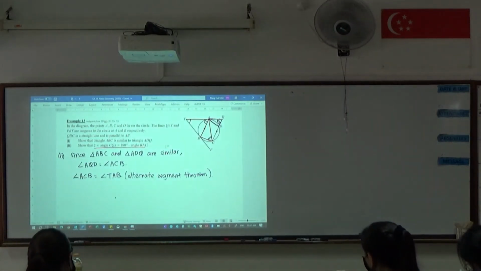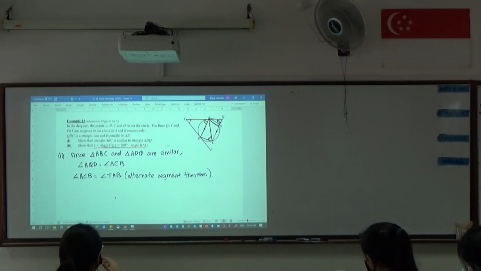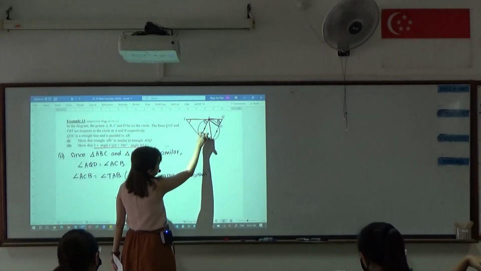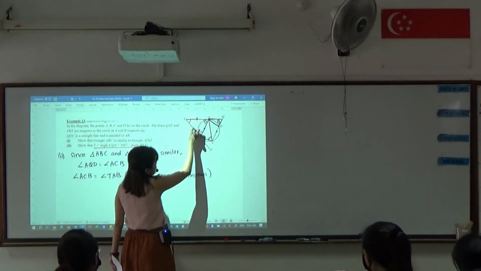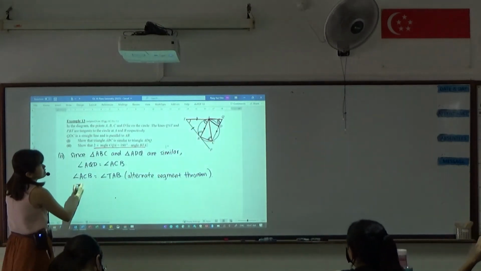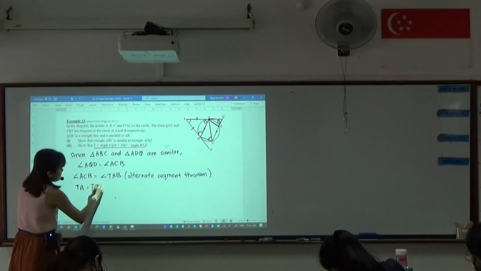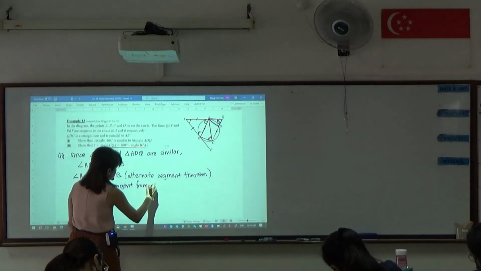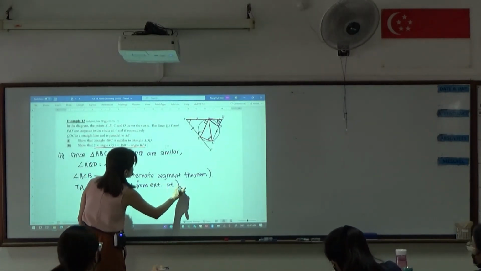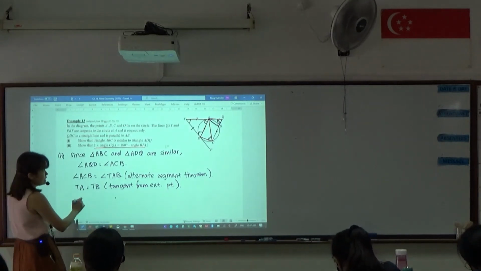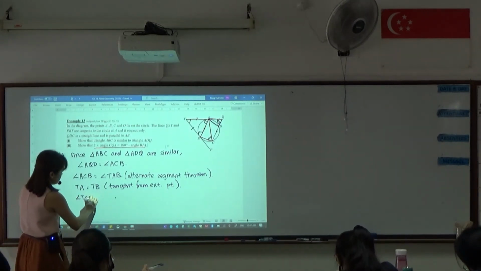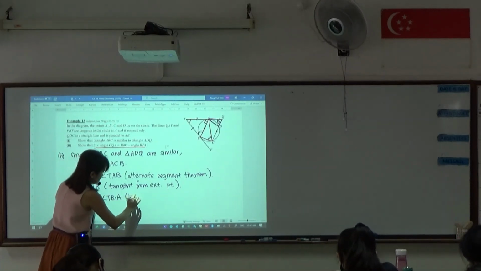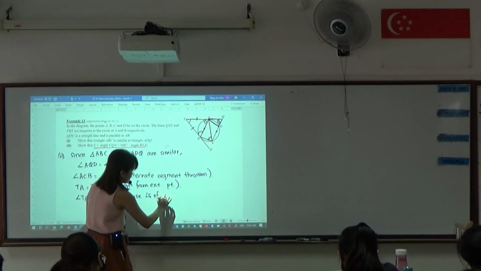Then because we know that TQ and TP are tangents, we are able to relate that this angle and this angle must be the same because we have an isosceles triangle over here. So we know that TA is equal to TB, tangents from an external point. And hence our angle TAB equals angle TBA, due to base angles of isosceles triangle.